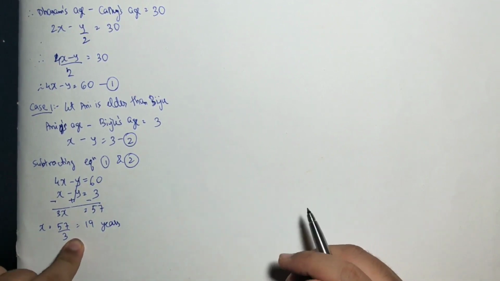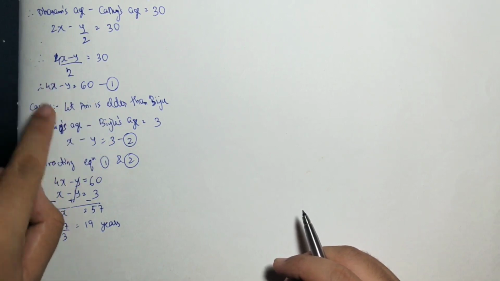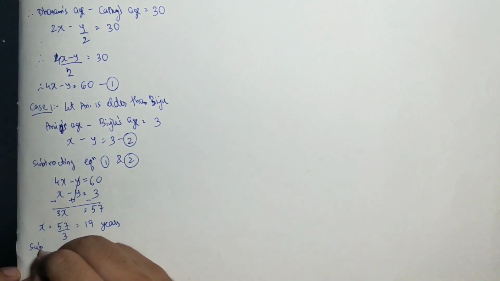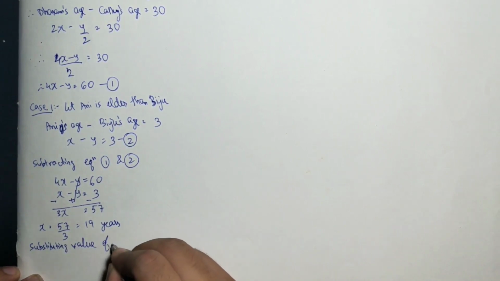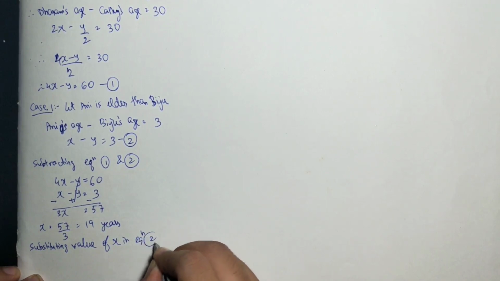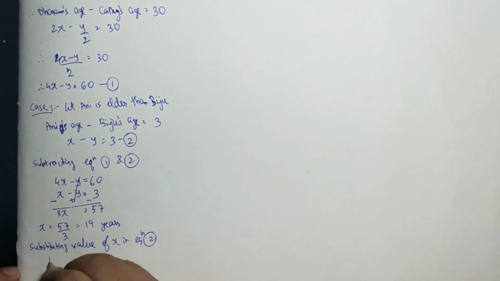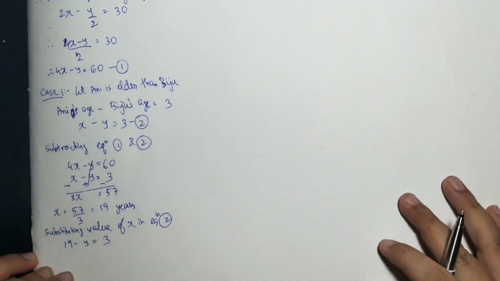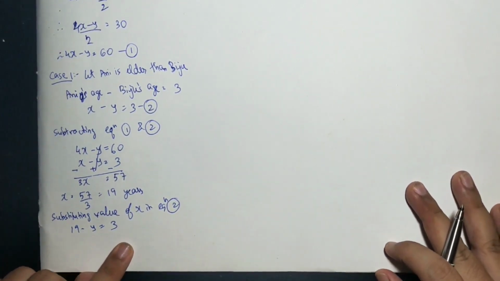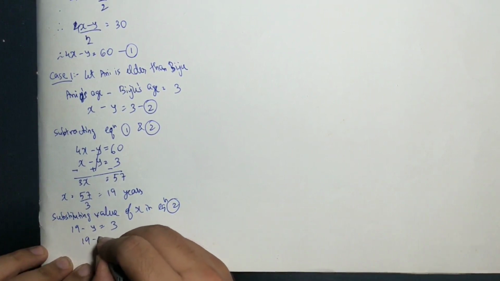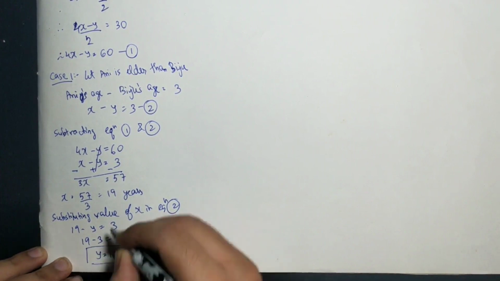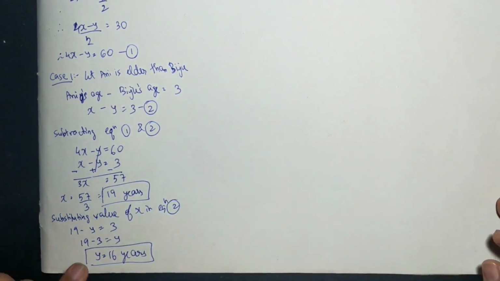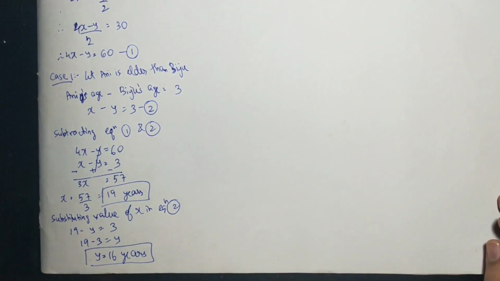Substituting this value of x in equation number 2. So 19 minus y equals 3. This y will go on the right hand side, 3 will come on the left hand side. 19 minus 3 equals y. So y will be equal to 16 years. So these are the ages of Annie and Biju if Annie is elder than Biju.